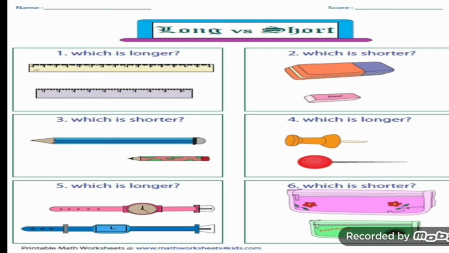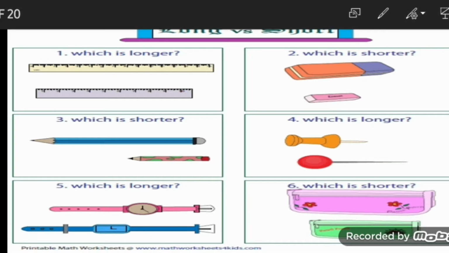Now let us do one take-off activity before we start with the chapter. Look at the pictures given over here and answer the question accordingly. Look at the first one, which is longer one. There are two pictures of a scale and you have to find out which scale is bigger one. Which one is longer one? Yellow one or purple one? Yes, yellow one is longer one.